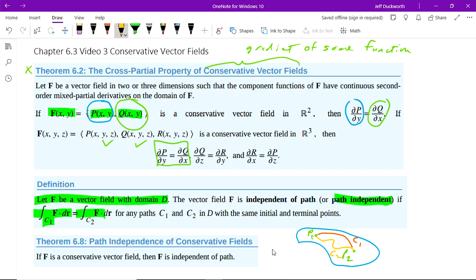All right, so it doesn't matter which way we do it or how we get there, as long as we're looking at the same two points and they're path independent, it won't matter which path we take. And the final thing was the theorem. If F is a conservative vector field, then F is independent of path. So if this is independent of path, then we'll know we can have the possibility of a conservative vector field.